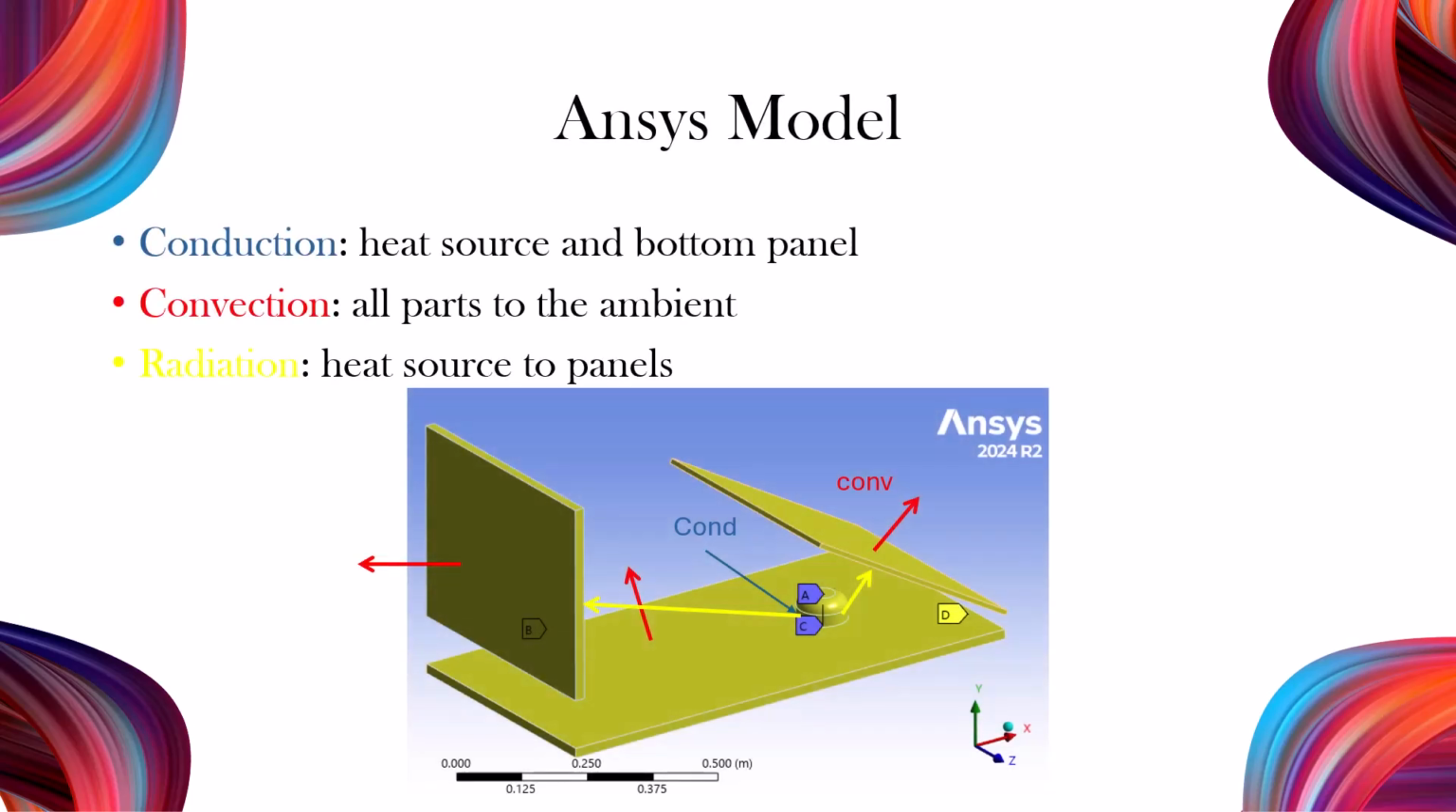The model consists of three panels and a single heat source. The heat source is connected to the ground panel, and heat is transferred through the panel via conduction. Additionally, all surfaces experience convection to the ambient. Radiation occurs between the heat source and the two panels. The colored arrows in the figure indicate the different heat transfer mechanisms.